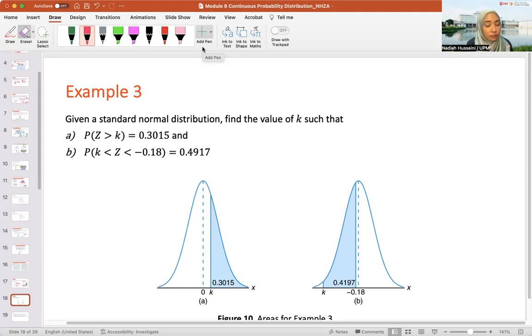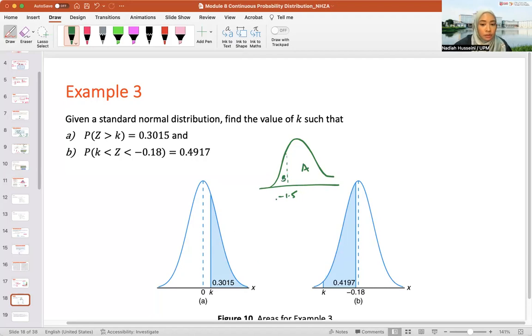So anyone else want to help Nadia? Just guess. Okay, I have someone in the chat. Let's read it. Use the table. Yes, that was the first thing that I gave you. Use the table, but what's the next step? How do you use the table? Okay, so we have 0.3015. What does the table tell me? If I have a normal curve and I have the value 1.5, if I look at the table where z is minus 1.5, does the table tell me the A region or the B region? The B region.